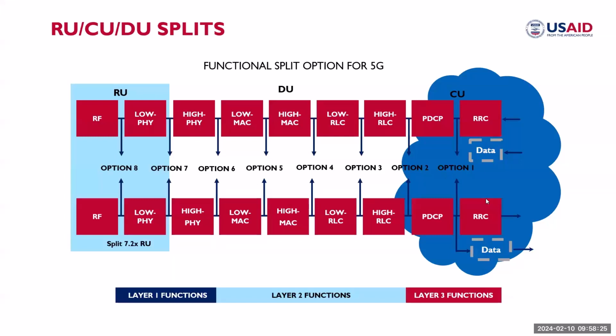So layer 1 functions, okay? This is more on the physical. Layer 2 functions, more on the data link. And layer 3 functions, more on the network layer. So yung RRC, PDCP, nandito.